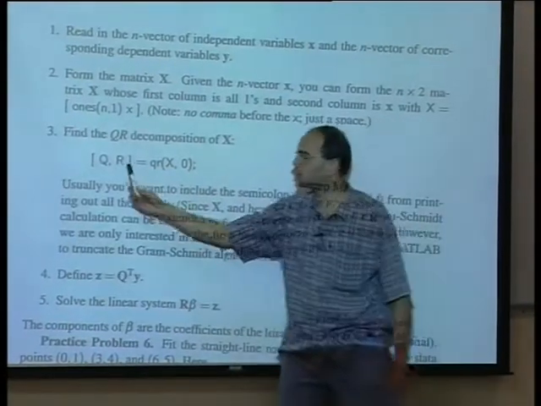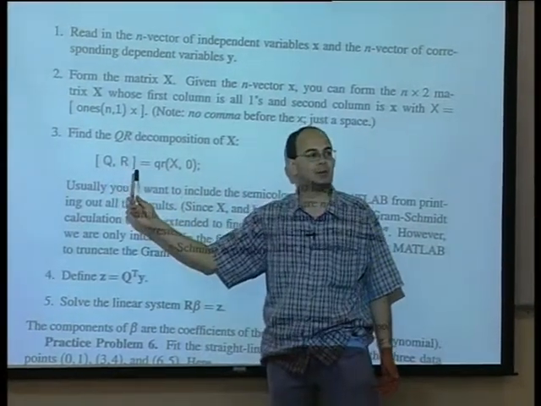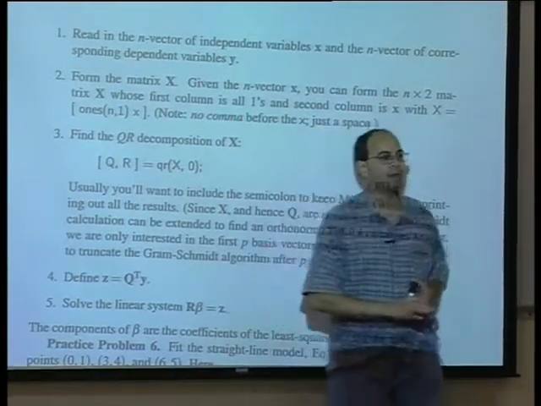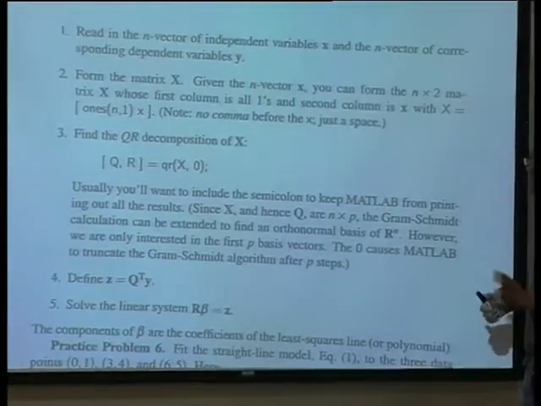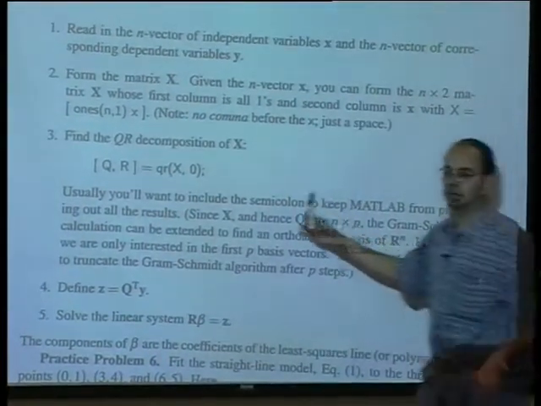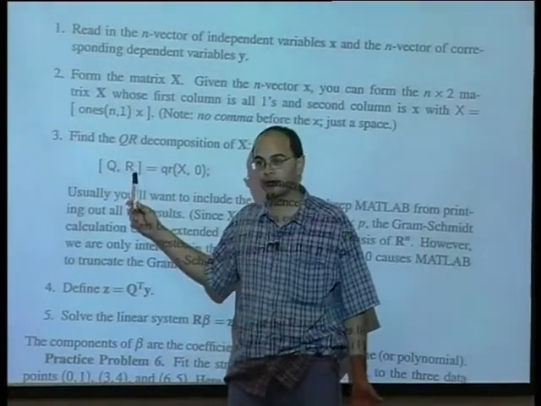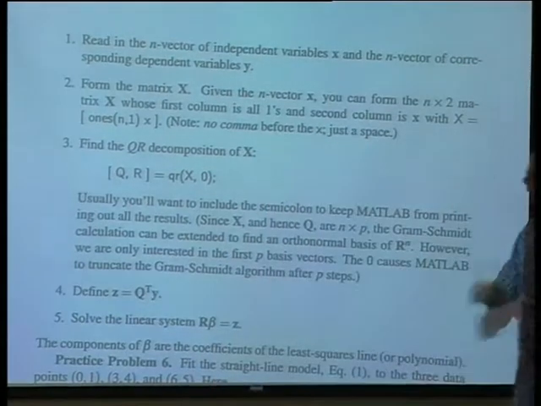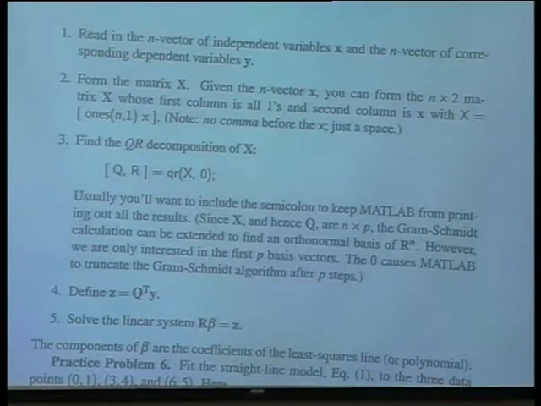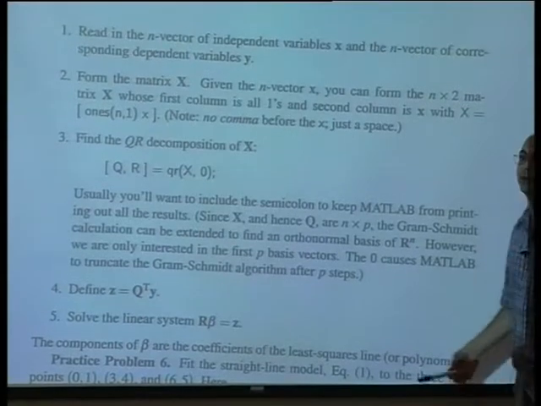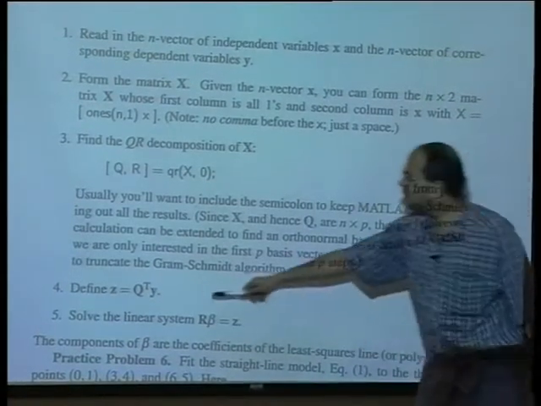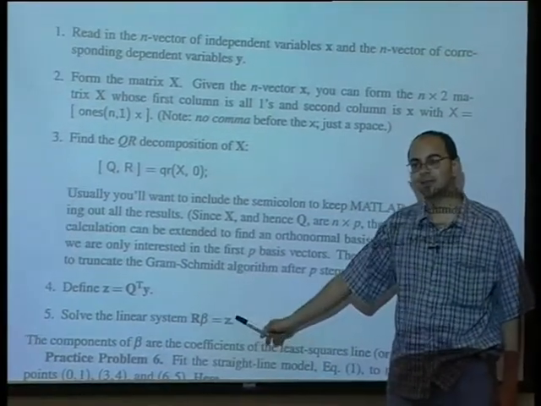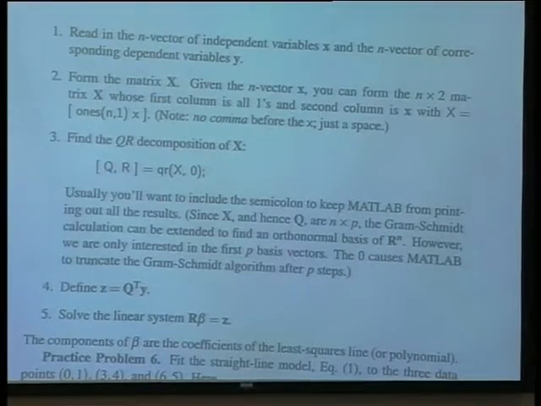So you should check that R is upper triangular. Actually, maybe MATLAB does it lower or upper. I forget which one it does. Upper. Okay. So you should check whether R is upper triangular or not, whether Q satisfies Q transpose Q equal to the identity, and then define Z, which is this, and then you have to solve this linear system, and I leave it to you how to solve this.